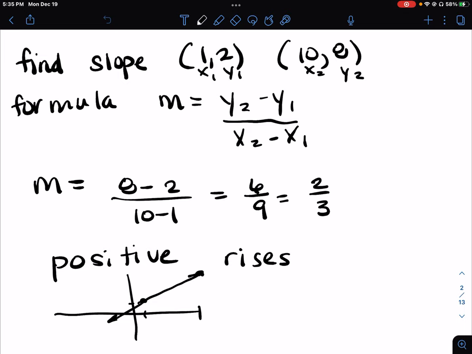So plug in y2 is 8, y1 is 2. x2 is 10, x1 is 1. Subtract. Always reduce a fraction. 6 divided by 9 reduces to 2 over 3. Okay, if you plot those points, you'll see that it goes up from left to right. A positive slope rises.